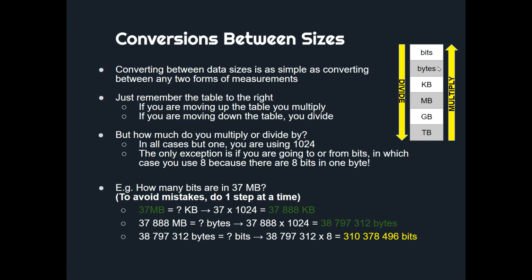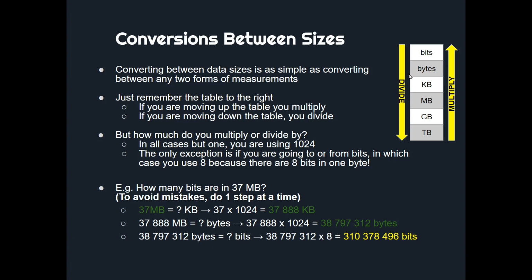So if I have 5 bytes, for example, I'm going to say 5 times 8. Well, that's 40 bits. Alternatively, if I have 40 bits and I want to know how many bytes that is, I would say 40 divided by 8. And I'd say, well, I have 5 bytes. So let's keep this in mind going forward.